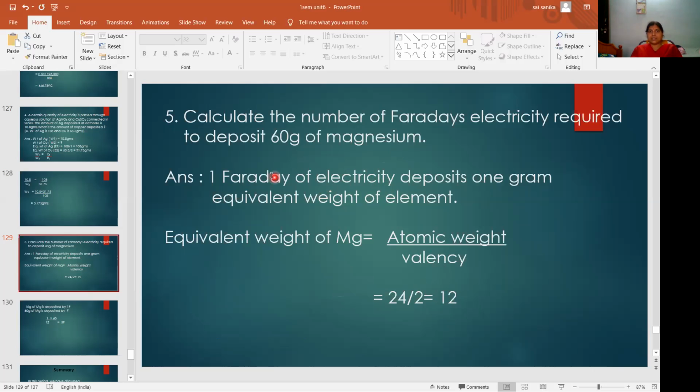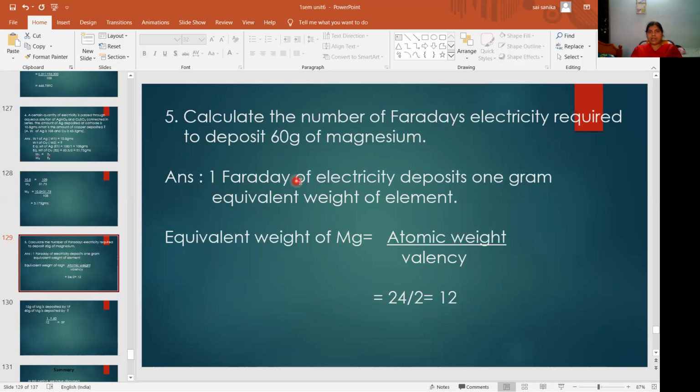Okay, understood? So 1 Faraday of electricity deposits 1 gram equivalent weight of element. So here what is the element? Magnesium. So you have to calculate the equivalent weight of magnesium, which is given by the formula atomic weight by valency. What is the atomic weight of magnesium? 24. Its valency is 2. So 24 by 2 is 12. This is the equivalent weight of magnesium.